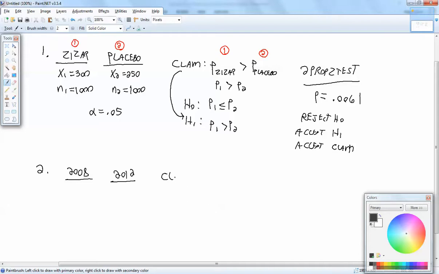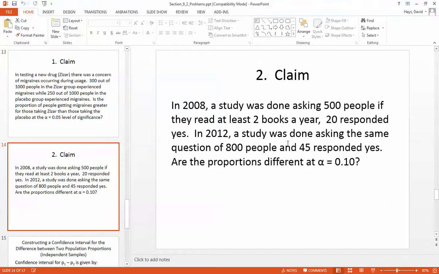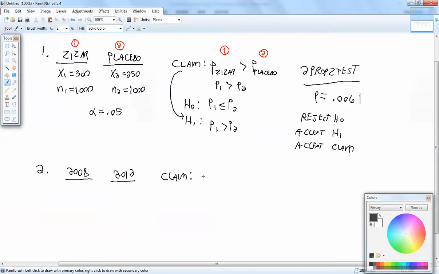Okay, now let's look for our claim. That helps you determine which one's your first population, first sample. Are the proportions different at alpha is equal to 10%? So they're saying that the proportion at 2008 is different than the proportion at 2012.